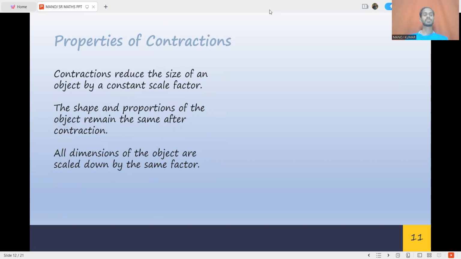Properties of contraction. Contraction reduces the size of an object by a constant scale factor. The shape and properties of the object remain the same after contraction. All dimensions of the object are scaled down by the same factor.